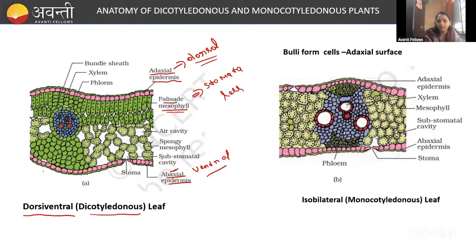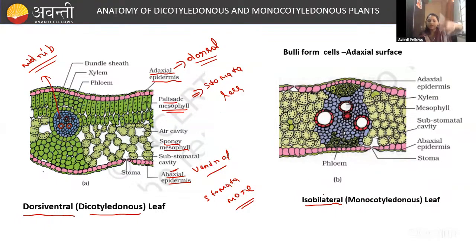Okay. Then coming to the ventral side, the stomata is more here. Okay. And in the ventral surface you can see the mesophyll cell, that is the spongy mesophyll. Okay. Spongy, and they are having the gap, they are having the air cavities, whereas in the palisade there are no air cavities present. Okay. And the vascular bundles are present in the midribs of the leaves. So this is about the dorsiventral leaf, that is in the dicotyledon.